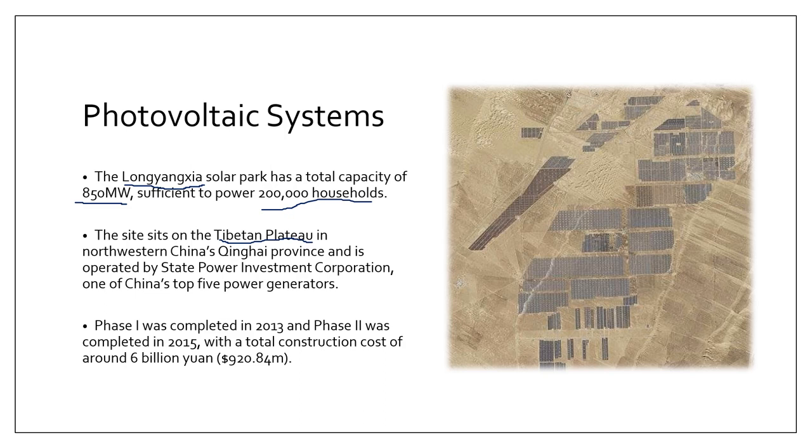This is a province, just a region. Maybe they get better sun in that region. Qinghai, I think is how to pronounce this. It's operated by the State Power Investment Corporation, so that's by the government, and it's one of the top five power generators for China. Phase one was completed in 2013, phase two in 2015, and the total construction cost was about $920 million.